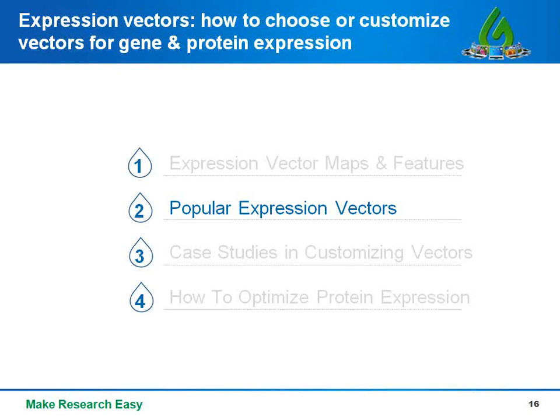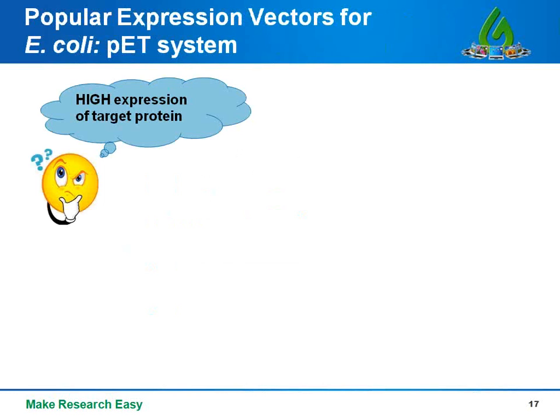Now, let's take a look at the most popular expression vectors that are used in bacterial and mammalian expression systems. So the most popular expression system for E. coli is the pET system. This was developed at Brookhaven National Labs, and it's been widely adapted. So there are many different pET vectors available that feature different combinations of promoters, selection markers, and epitope tags.